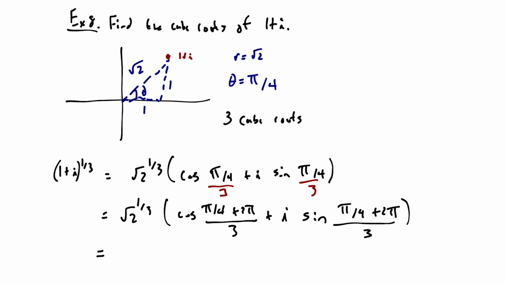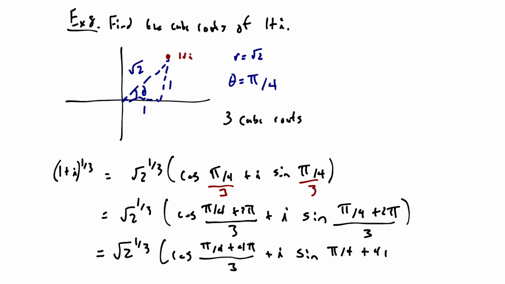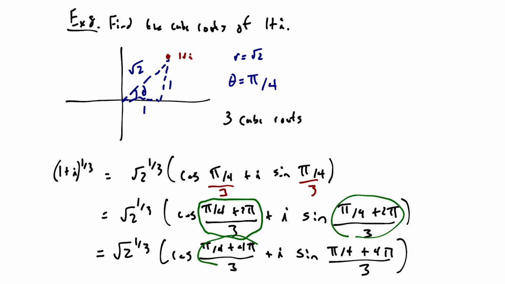And the last possible cube root is given by the following. Again, we'll have cosine of pi divided by 4 plus 4 pi divided by 3 plus i sine of pi divided by 4 plus 4 pi divided by 3. So I won't write out completely what the final answer is. The final answer is going to be what happens when we simplify the argument of these numbers here. And let me just go ahead and give you the solution on the next page.